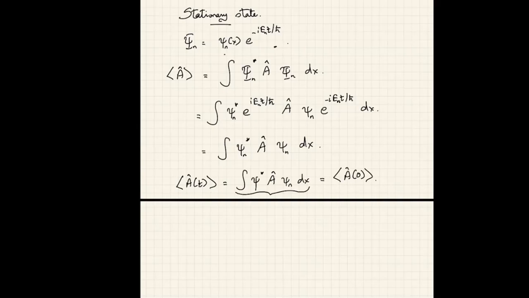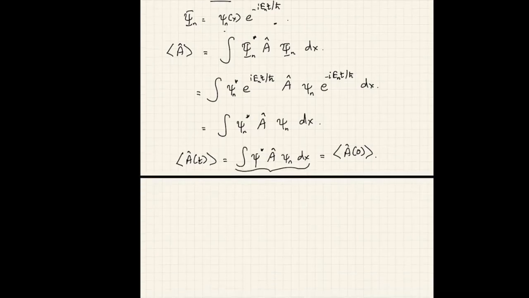So the expectation value of A at some time t is the same as the expectation value of A at time t equal to 0, which means the expectation value of the observable A does not change with respect to time in these states psi n. So this is why these psi n's are called stationary states. Remember, the probability density in the stationary state is nothing but psi n mod square, which is mod of psi n of x times e to the minus iEnt over h bar, squared. This is nothing but mod psi n square. There is no time dependence in the probability.